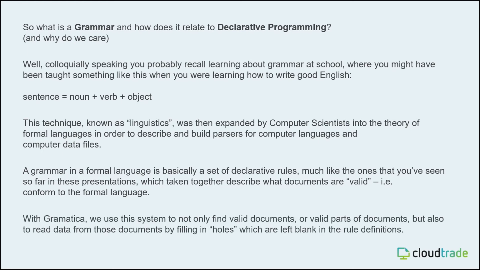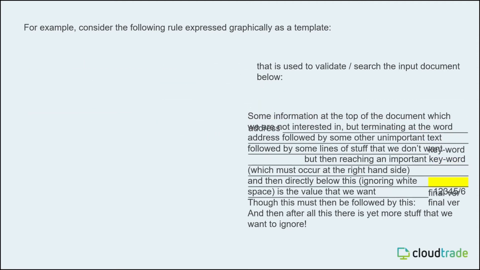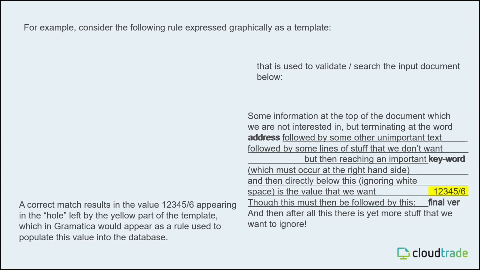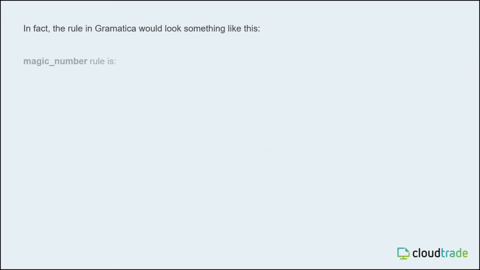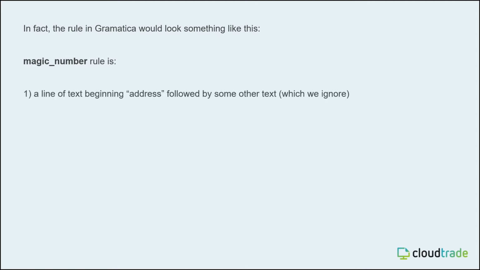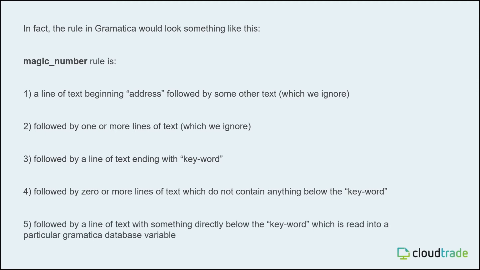With Chromatica, we use that technique to evaluate and find information on valid documents by having holes which are filled in. For example, if you look pictorially on the top left at what a declarative rule might look like, and then you apply it over onto the right hand side, Chromatica will hunt around until eventually it gets that sort of match, and as a result picks out the data that's there in a yellow block. The rule in Chromatica would probably look something like this. It's a magic number rule. So it's a line of text beginning by address, followed by some other text, followed by some other stuff, followed by a line of text ending with keyword, followed by some more stuff below it with nothing below keyword, and then a line of text with something interesting below that keyword.